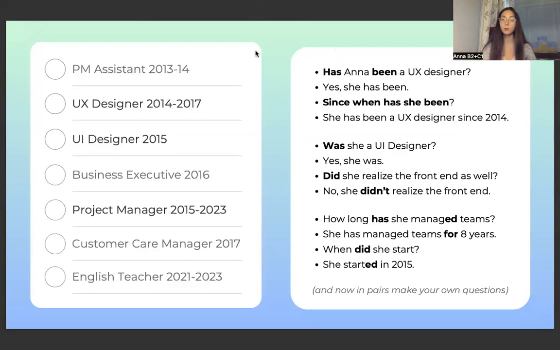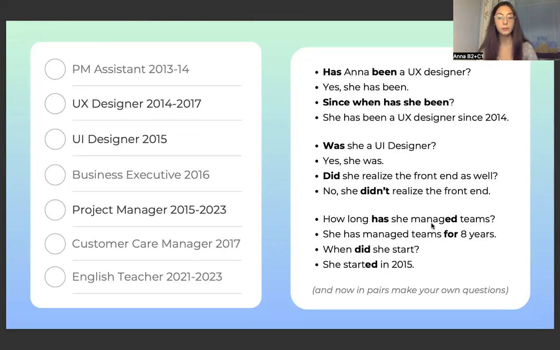And now you may read some dialogues. For example, has Anna been a UX designer? Yes, she has been. Since when has she been? She has been a UX designer since 2014. Was she a UI designer? Yes, she was. Did she realize the front end as well? No, she didn't realize the front end.